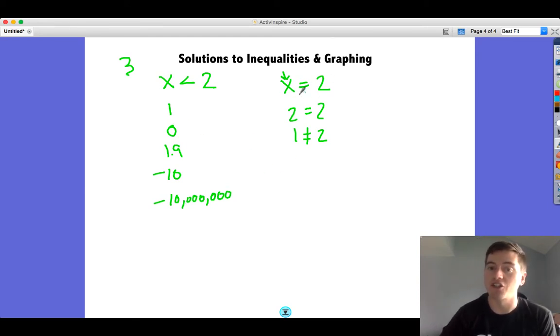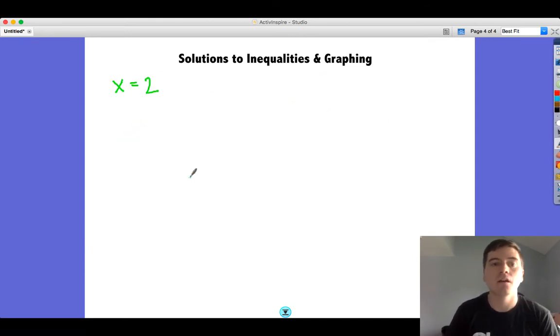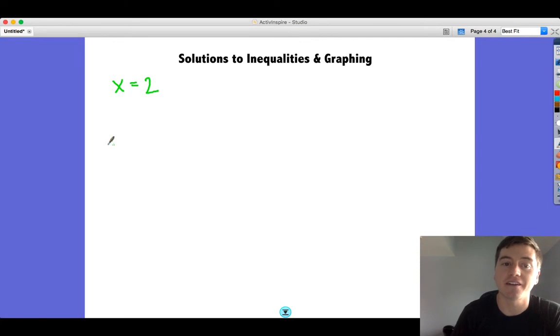The equation, it has to be equal to this. So we've got that one solution, that's right. In an inequality, we've got this whole solution set, right? So if we wanted to graph a solution like this, we usually do it on a number line.